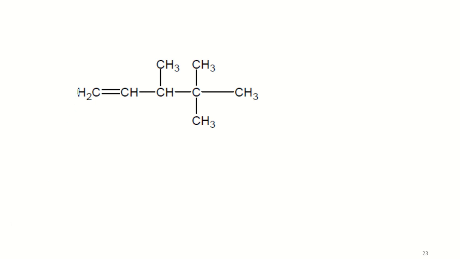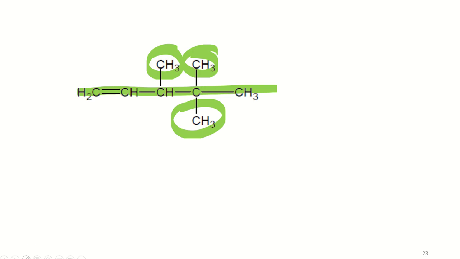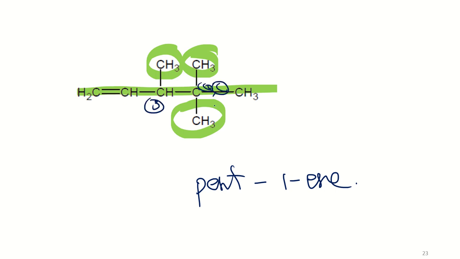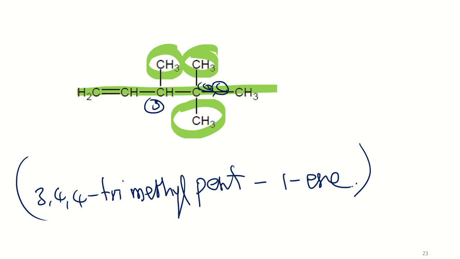So look at this one again. Our longest chain is conveniently along there, and we have 3 side chains. They're all the same, so they're all methyl groups. Let's deal with our longest chain first. That's a pent. The double bond is on number 1, and our methyl groups are on number 3 and number 4, 4. So we have 3, 4, 4. This time we've 3 of them, so it's a trimethylpent-1-ene. So your name is in brackets.